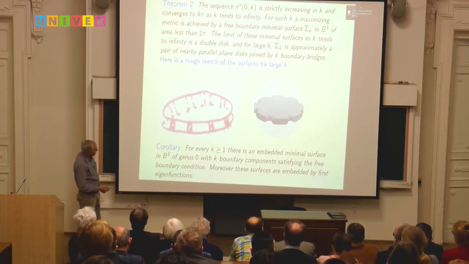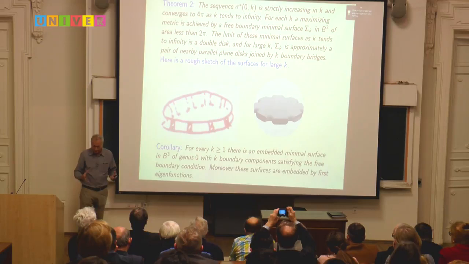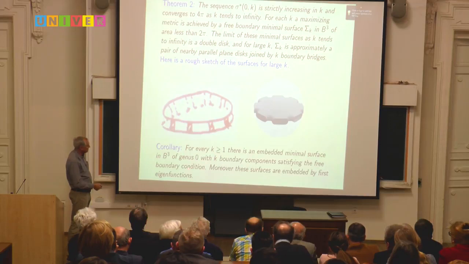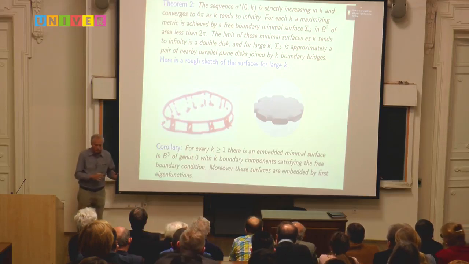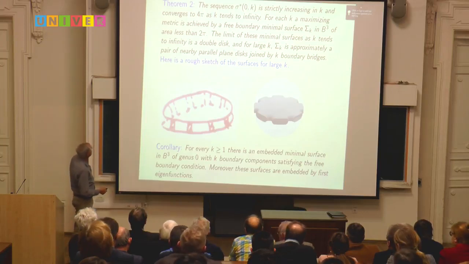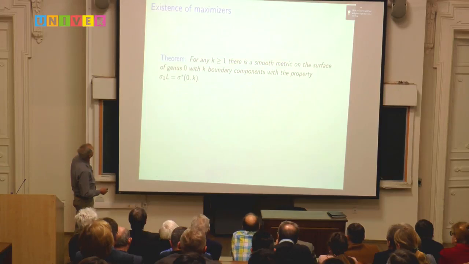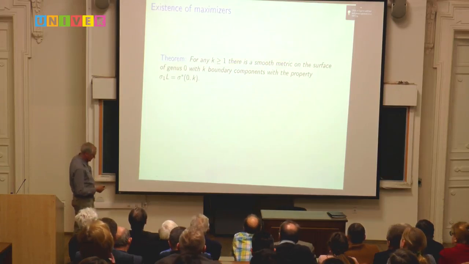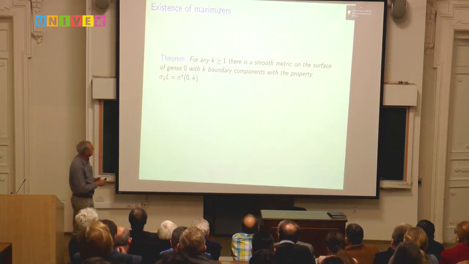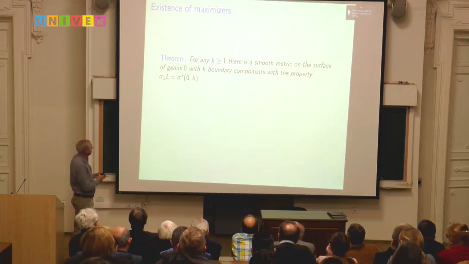In particular, a corollary is that for every k greater than or equal to 1, there is an embedded free boundary minimal surface in B3 of genus 0 with k boundary components. So we, in fact, construct one which maximizes sigma 1 with the fixed boundary. Okay, and so we're able to construct maximizers for any k in the genus 0 case. There's a fair bit of work in that. It's the hard analytic part of the paper.